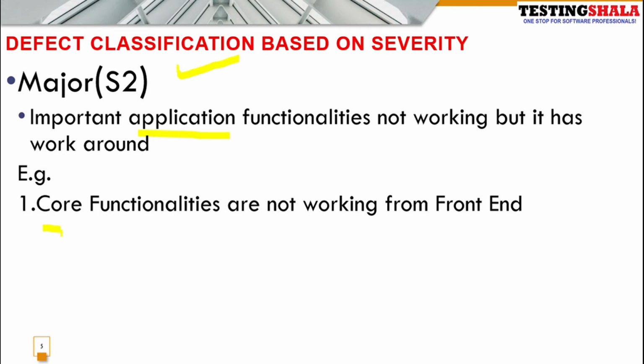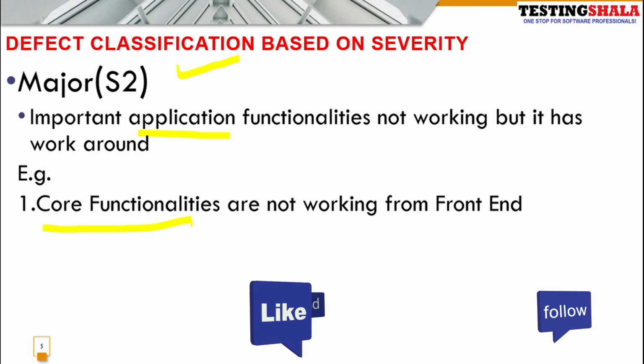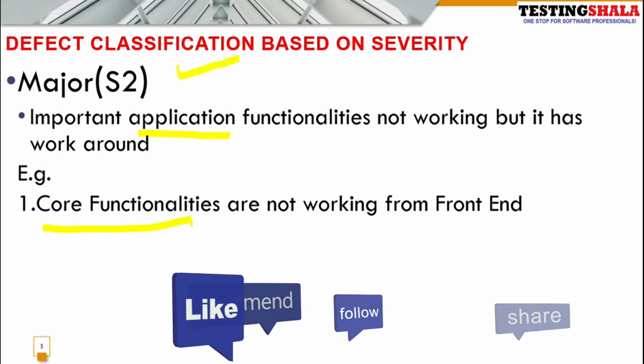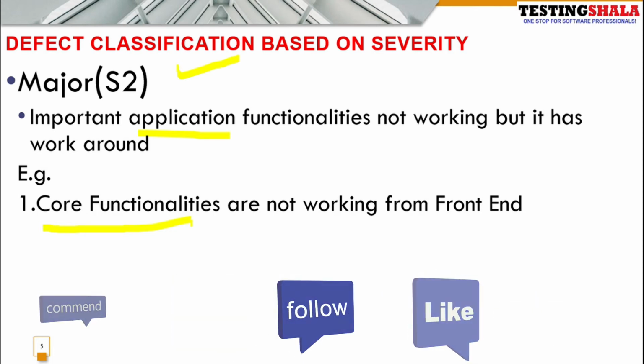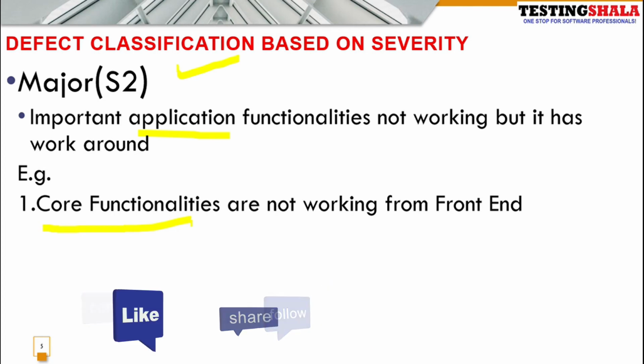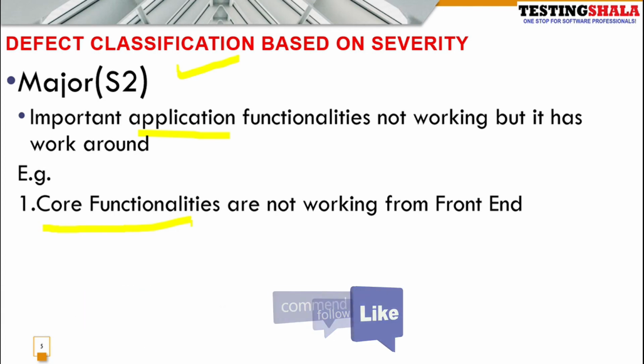So maybe these functionalities are not working from the front end, but there is a workaround. We can still operate by working in the back end. Maybe some of the rows or columns or fields are not getting updated properly, we can go back to the backend, and if we correct that, some of the core functionalities are still working. So that kind of issue we will target as a major severity, which is S2.